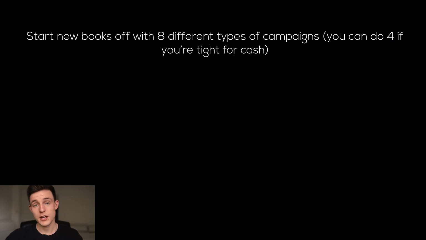Every time that I make a new campaign or a new ad, I start my new books off with 8 different types of campaigns. You can do 4 if you're tight for cash, okay? But for me, I do 8, and basically it's 4 that are duplicated to target the ebook version and the paperback version of my book. So for the ebook version of my book, I have 4 campaigns that are doing ads, and then for the paperback one, I have the exact same thing going on. So there's 8 total campaigns set up for my books.